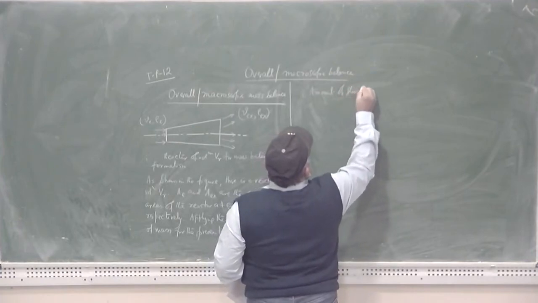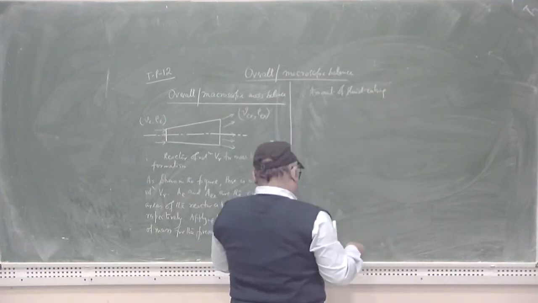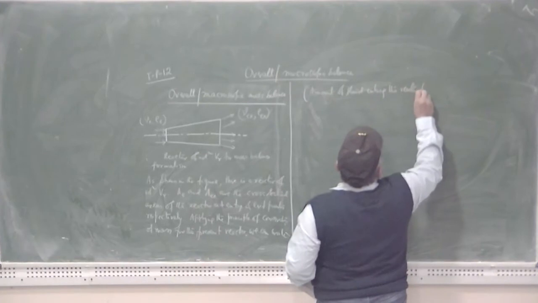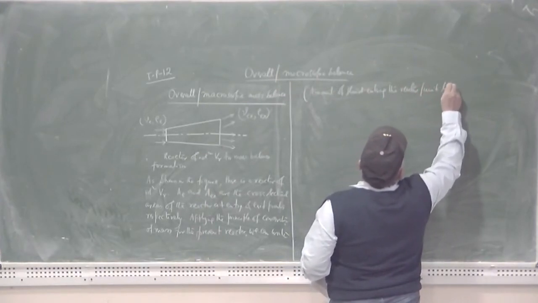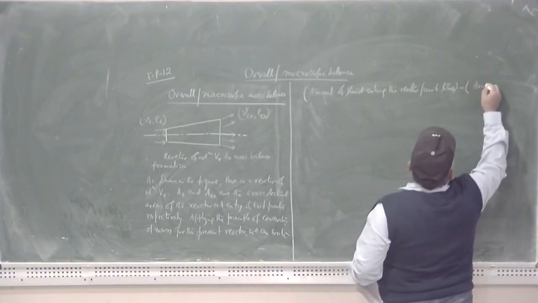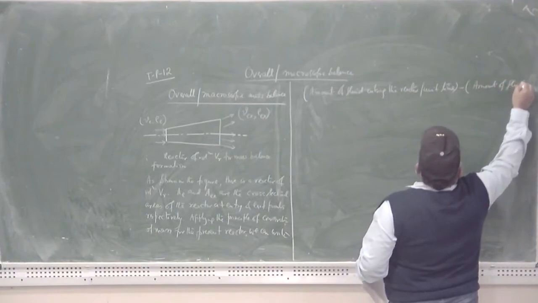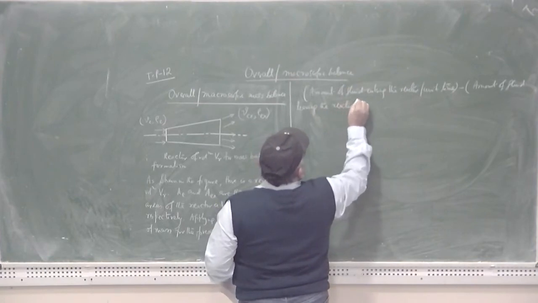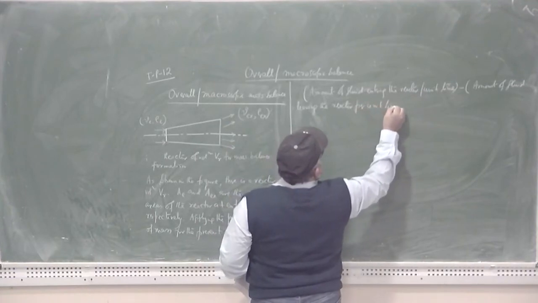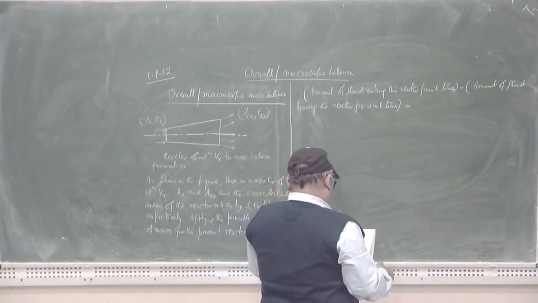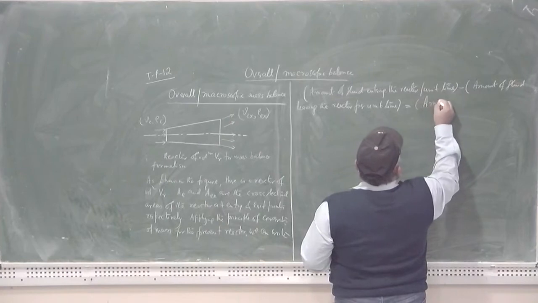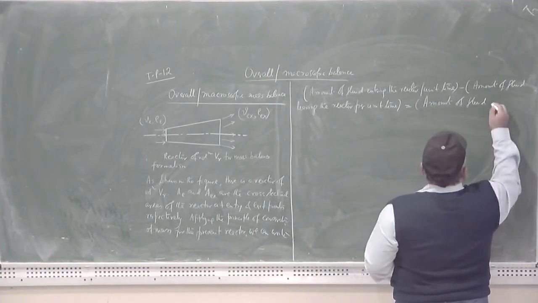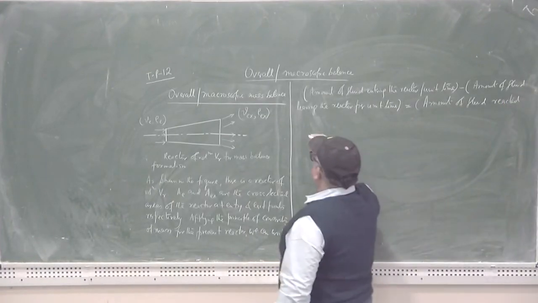amount of fluid entering the reactor per unit time minus amount of fluid leaving the reactor per unit time, that should be equal to amount of fluid reacted inside the reactor.